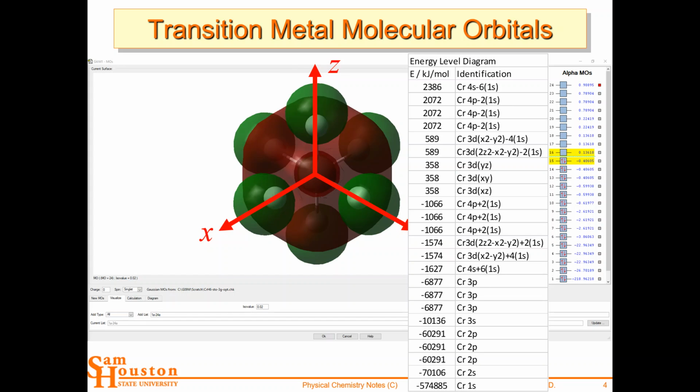So here are the energies. I've converted them to kilojoules per mole. I don't know if that was useful or not. The tetrahedral complex I left in Hartrees. It's really just interesting to look at the relative magnitudes of those orbitals.